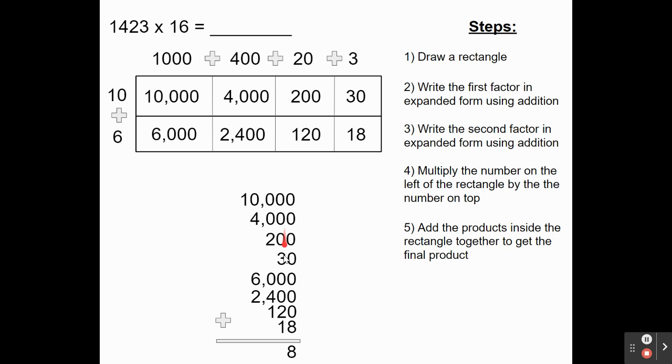In the tens place, we have 3 plus 2, which is 5, plus 1 is 6. In the hundreds place, we have 2 plus 4, which is 6, plus 1 more is 7. In the thousands place, we have 4 plus 6, which is 10, plus 2 more is 12. So we're going to place the 2 in the thousands place and regroup the 1 to the 10,000s place. Now we're going to add 1 plus 1, which is 2. So our final answer, or the final product, is 22,768.